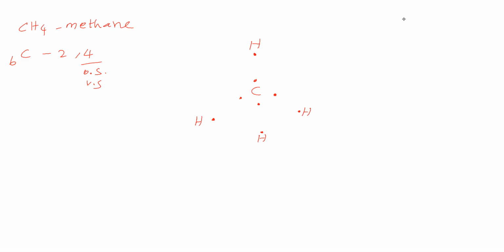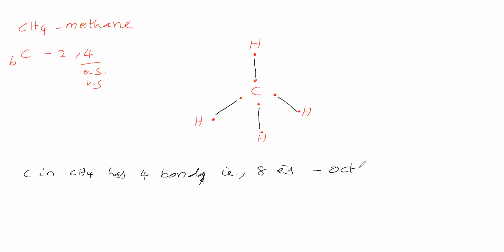Then we'll see this carbon. The carbon valence shell has 4 electrons. It is in need of 4 electrons to get an octet. Therefore, it is contributing 1 electron to each hydrogen. Now carbon in methane has 4 bonds. 4 bonds in the sense 8 electrons. 8 electrons in the sense octet, so this methane obeys the octet rule.